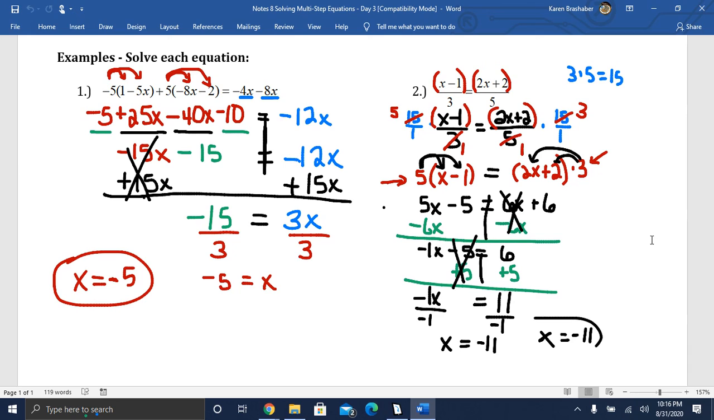As you go through your work today, you may have some problems that have some extra parentheses in them. You may have some problems that are proportions, and you've got a couple of examples that you can look at to help you out with that.